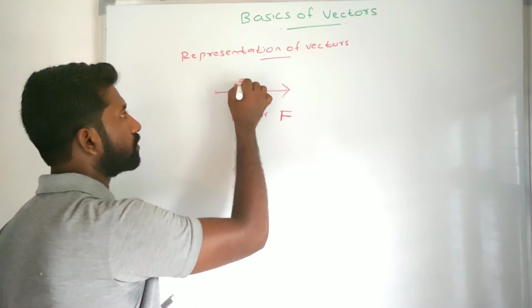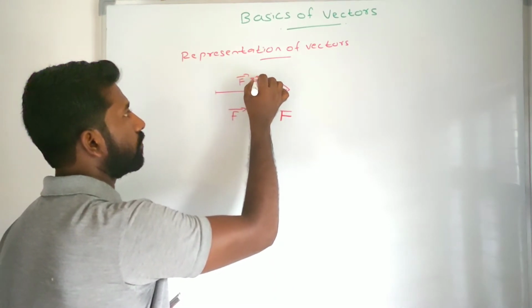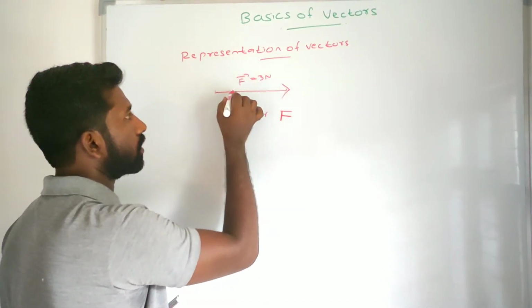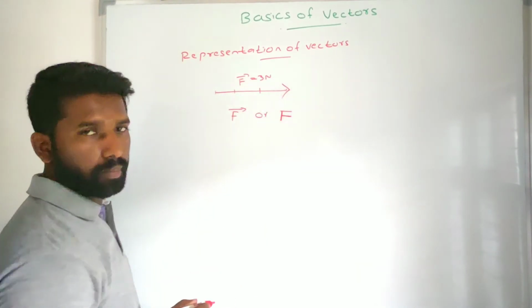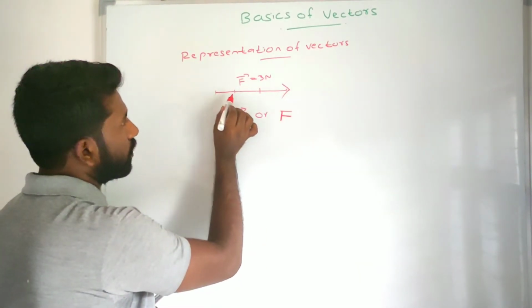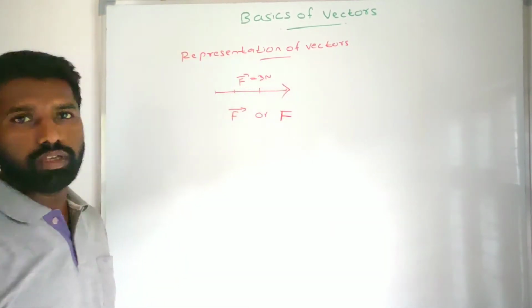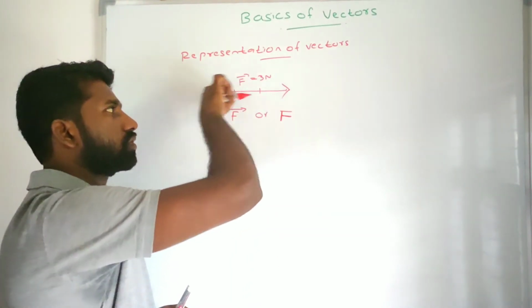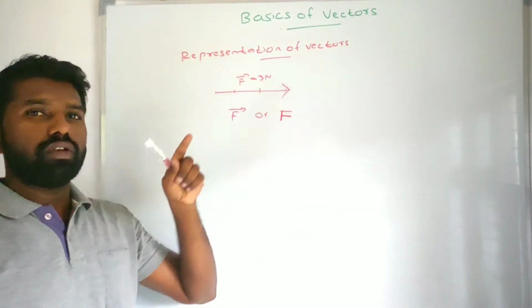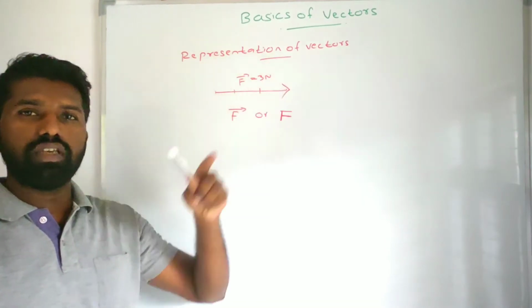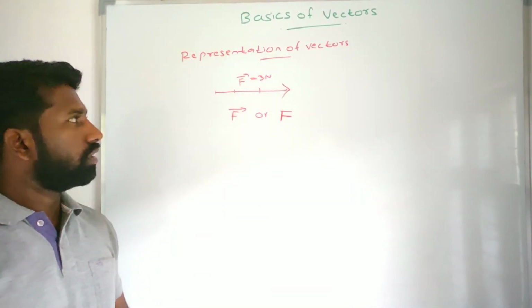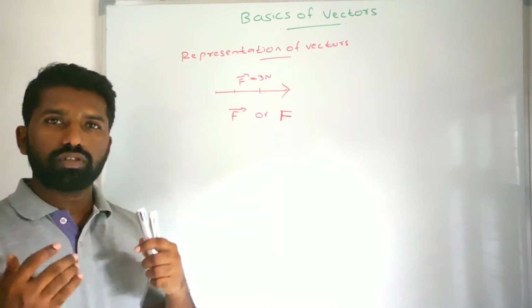So here F is equal to like this. If it is to be 3 Newton, I can split this like this. So this is 1 Newton, this is 1 Newton and this is 1 Newton, total 3 Newton. And the direction shows that this force is acting towards the east direction. Okay. This is about the representation of a vector.